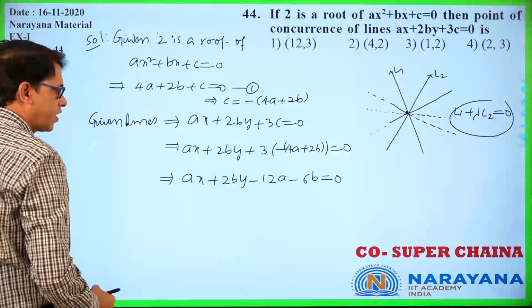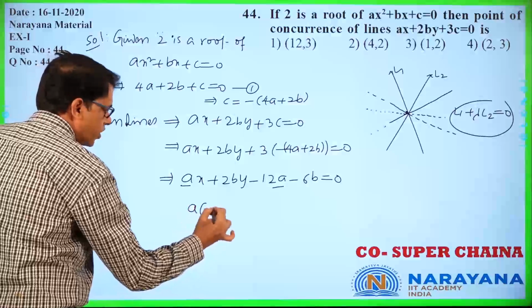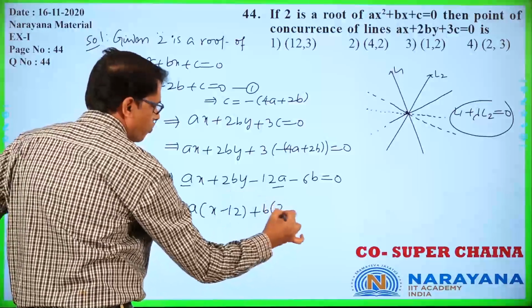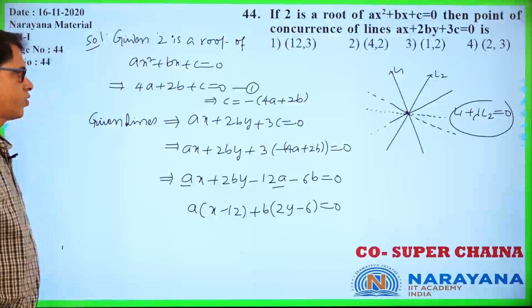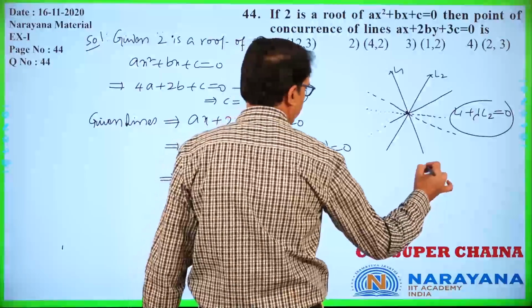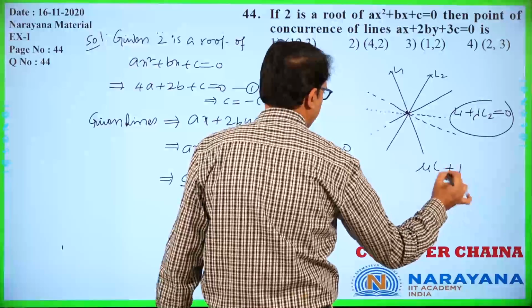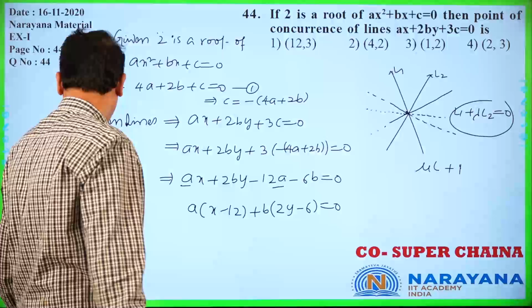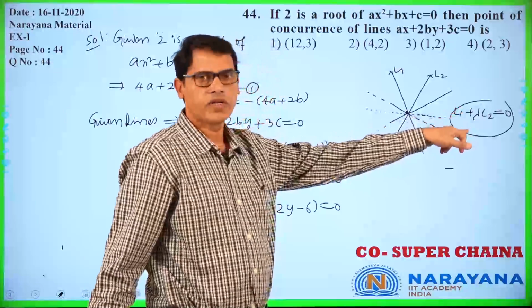So from this one I can take a common in these two. So what we get? a into (x minus 12), then b common. If you take b common, 2y minus 6 equals to 0. So L1 plus lambda L2, otherwise mu L or pi or anything. So here you can write the family of lines in this manner.